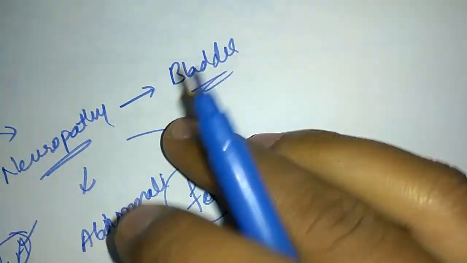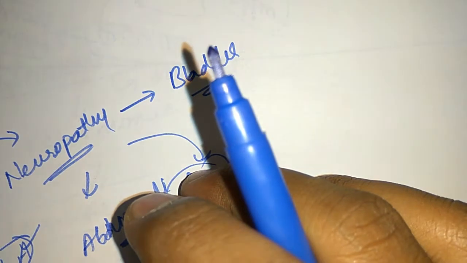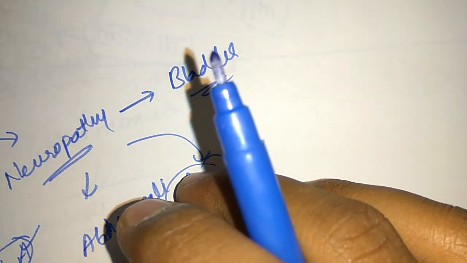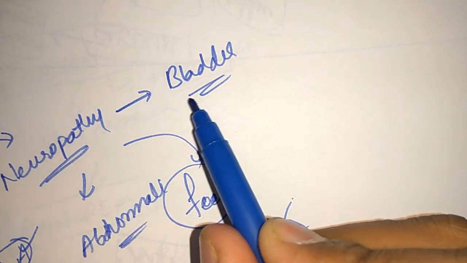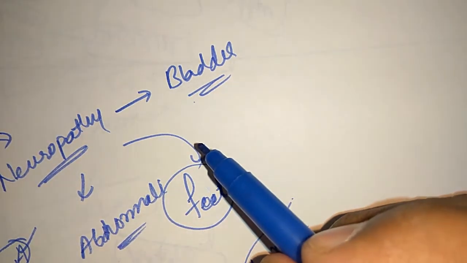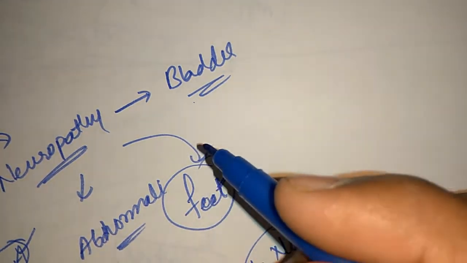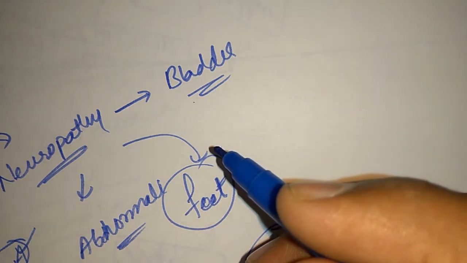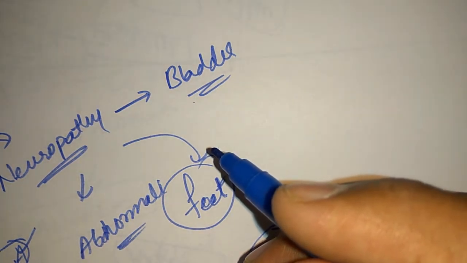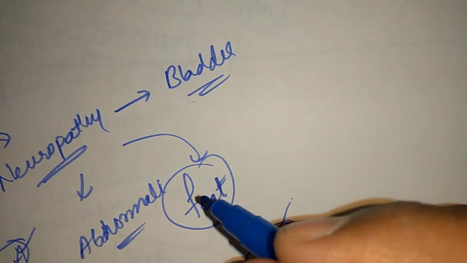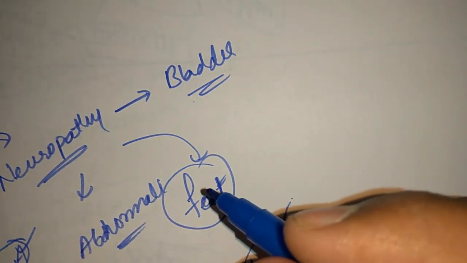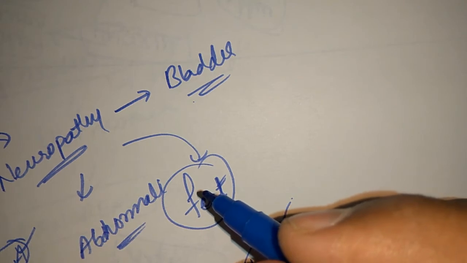Also, it will affect your bladder as well. Your urinary bladder stores your urine until you urinate, right? In this neuropathy, your bladder loses its capacity to retain a large amount of urine, and so whenever your bladder gets a small amount of urine, these people tend to urinate, and so in diabetes, these people will have increased frequency of urination.